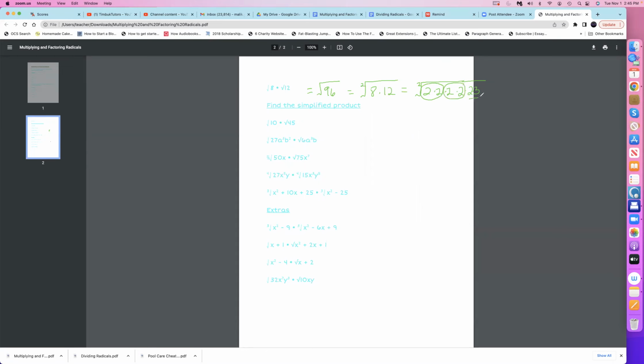And I'm left with 2 times 3. So outside I have 2 times 2, which is 4, square root of 6. And I can check that. 4 times 4 is 16, and 16 times 6 is 96. Same thing I started with.